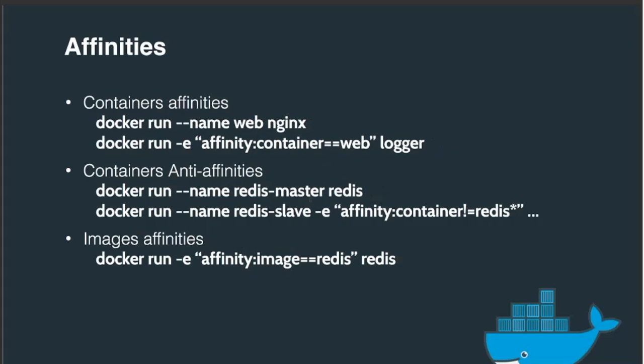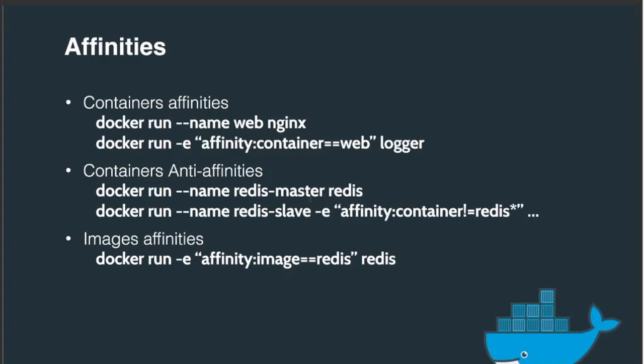Now we have affinities. They're kind of similar, but they're used for co-scheduling, so relationship between containers. Let's say you want to start a web container, and you do that by just running docker, like the first example with Nginx. And then let's say you want to start a logger container and you want your logger container to be next to your web. You can use a container affinity. It's where you see -e affinity:container==web. So basically this means put me next to a container that is named web.